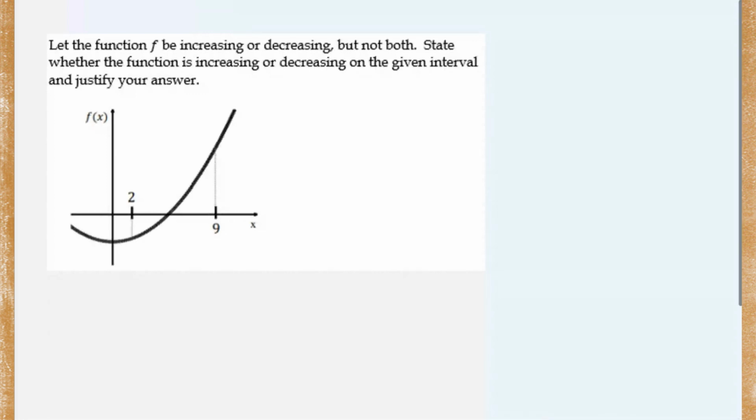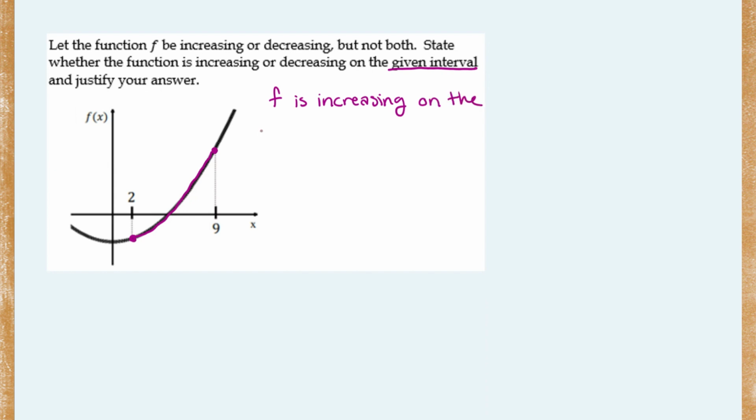So our given interval here is from 2 to 9. So I'm kind of highlighting that on our graph. And what we're looking at, our graph is increasing. So as we go left to right for our x values, the y values are going up. So f is increasing on our interval between 2 and 9. And this is because as our x values increase, or your inputs, the y values are going to increase as well, those outputs.